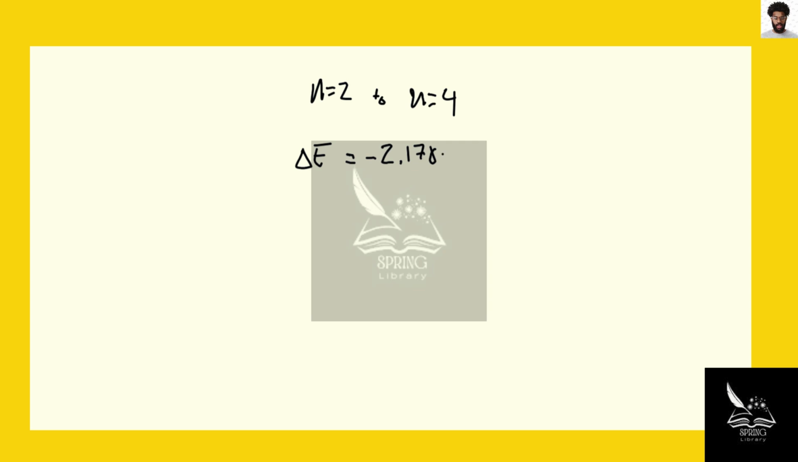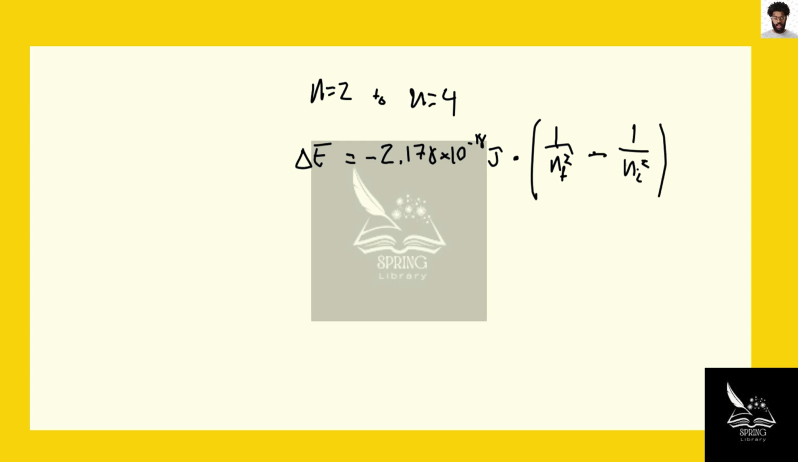2.178 times 10 to the negative 18 joules. That's a constant, times the quantity, so in parentheses, 1 over n final squared. So that's like where we end up, where the transition is to, minus 1 over n initial squared. Okay. Now this will give us an energy.